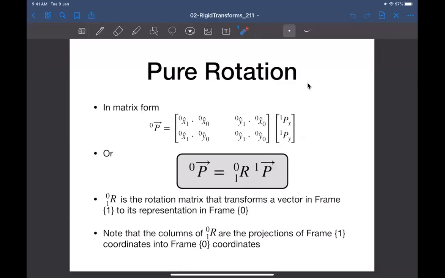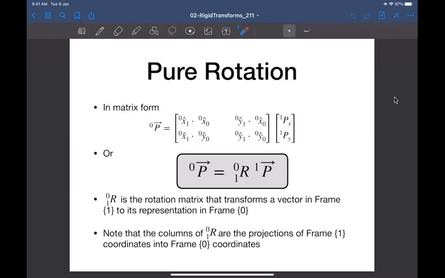During class last week, we covered the derivation of the two-dimensional rotation matrix. We came to the conclusion that, during our derivation, we were trying to represent a point in a different frame. The point is given in frame one, and we were trying to represent it in frame zero.